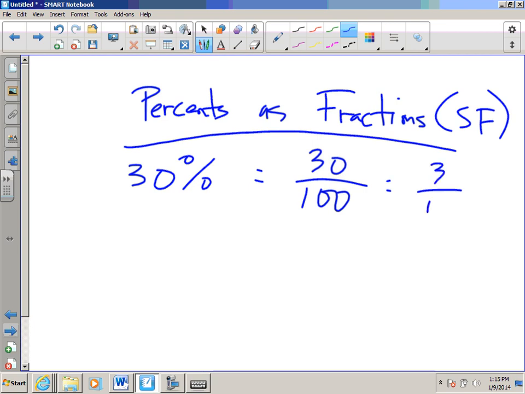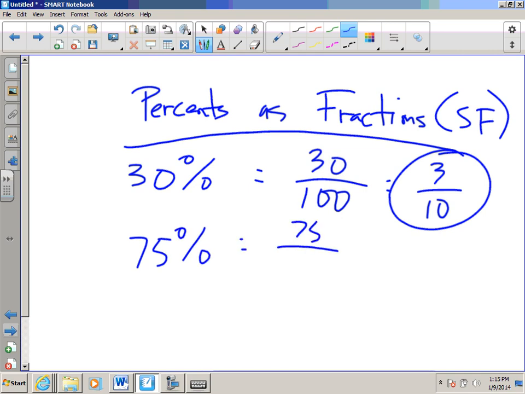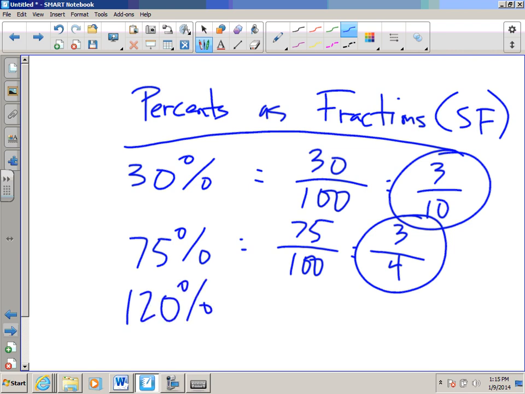Therefore, 3/10. 75%. We're going to start with the 75 over 100. Say, okay, they're both divisible by 5, but they're also divisible by 25. How many quarters is 75 cents? 3/4. How does it work with mixed numbers, or percents that are greater than 100?